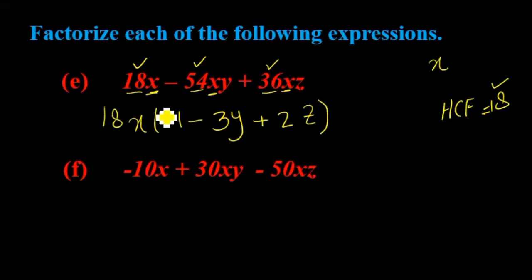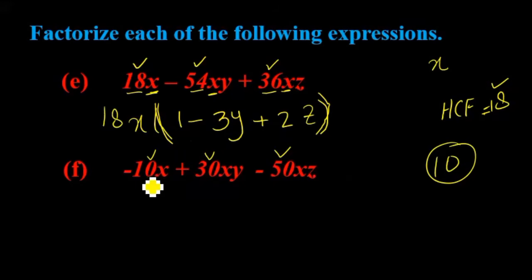This is a little bit difficult rather than expansion. So now come to the next one. It's quite easy. What are the common factors? 10, 30 and 50. It means 10 is the common HCF. And what variable is common? X, x and x means 10x. I will write here 10x.